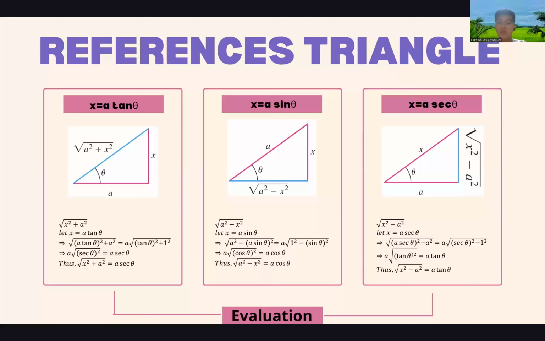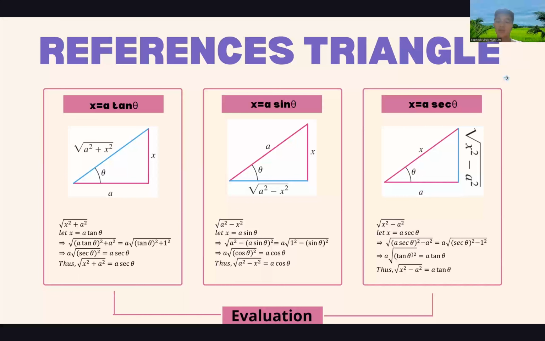The second trigonometric function is x equal to a sine of theta. As we can see in the reference triangle, x is the opposite side and a is the hypotenuse. If we see an integral with the square root of a squared minus x squared, we substitute x equal to a sine theta in. So we have a times the square root of 1 minus sine theta squared, and we know that sine theta squared plus cosine theta squared equals 1. So we have the final answer: the square root of a squared minus x squared equals a cosine of theta.